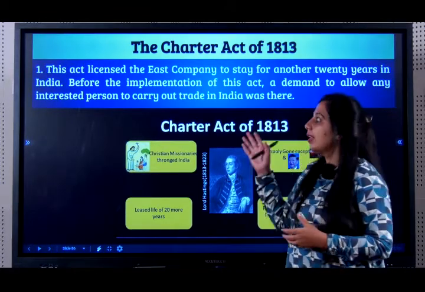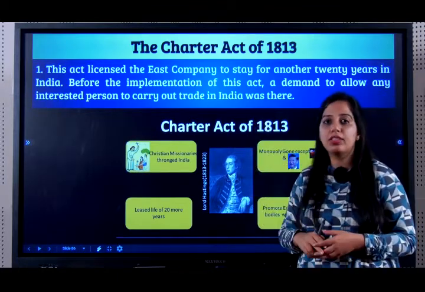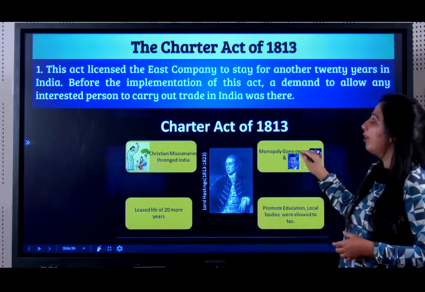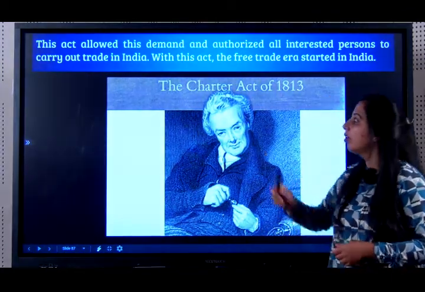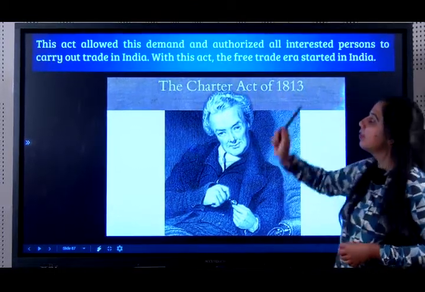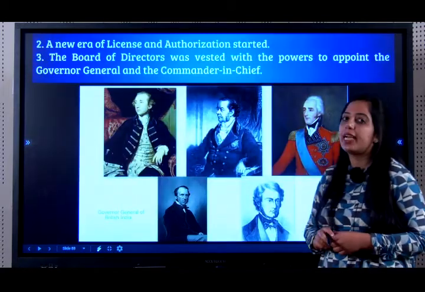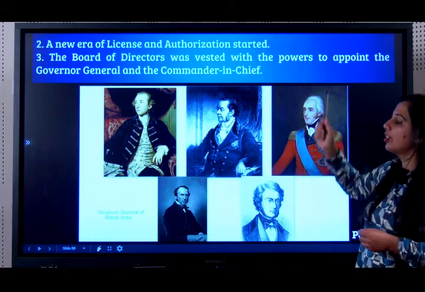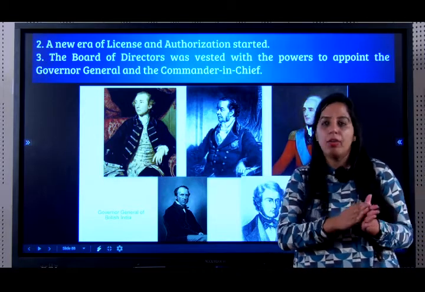As a part of this Charter Act, the English East India Company was given license for 20 years, but they also gave freedom to all traders to trade freely with India. So the monopoly of English East India Company was gone. This act allowed this demand and authorized all interested persons to carry out trade in India. The free trade era then began in India. Second, a new era of license and authorization started. So if you want to trade with India, you must get a license and authorization.